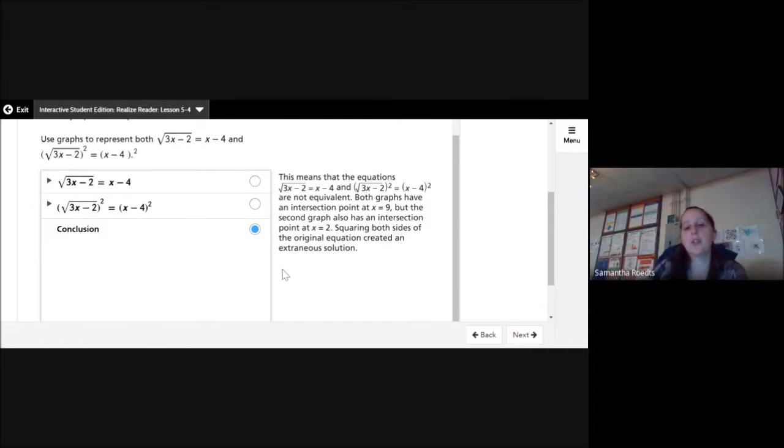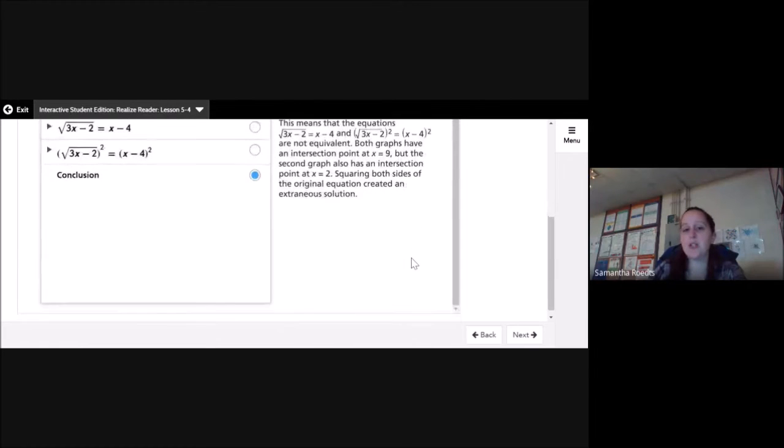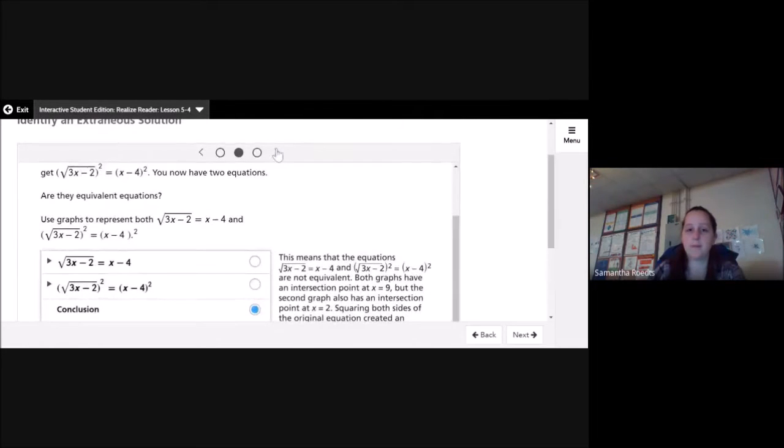So in conclusion, this means that the equations, the square root of 3x minus 2 equals x minus 4, and the square root of 3x minus 2 squared equals x minus 4 squared, are not equivalent. Both graphs have an intersection point at x equals 9, but the second graph also has an intersection point at x equals 2. Squaring both sides of the original equation created an extraneous solution.